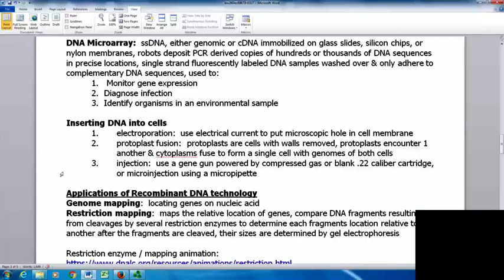So remember, the protoplasts are cells with the walls removed. When the protoplast encounters another protoplast, the cytoplasms fuse to form a single cell that's going to have genomes of both cells. Another way is injection using a gene gun. It's powered by compressed gas or a blank .22 caliber cartridge, or it is sometimes done using microinjection using a micropipette.